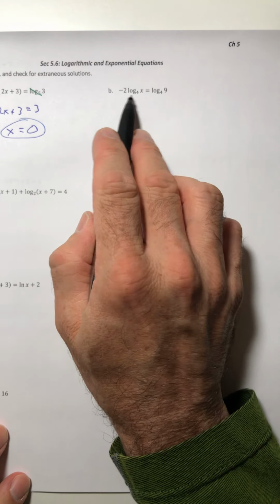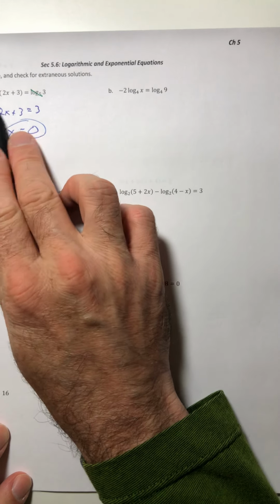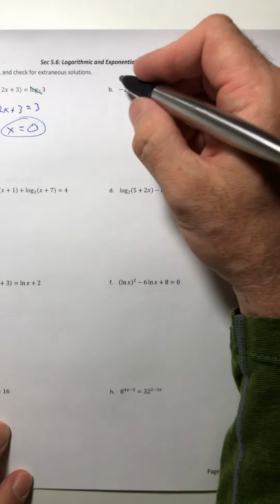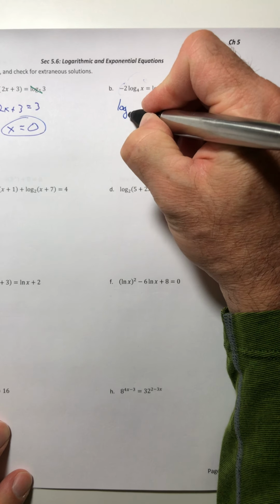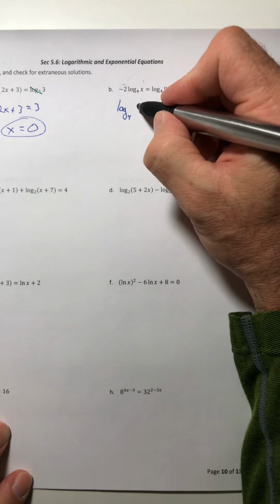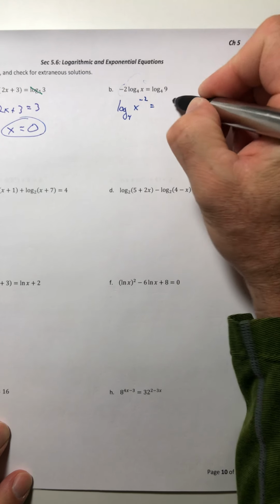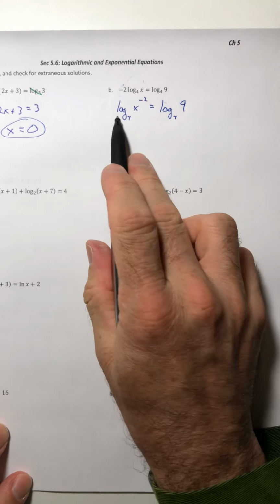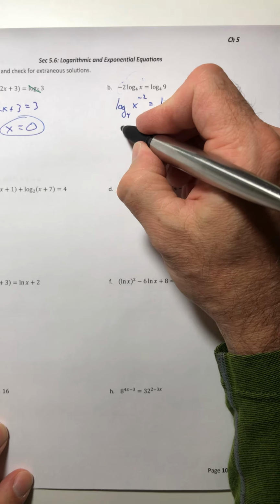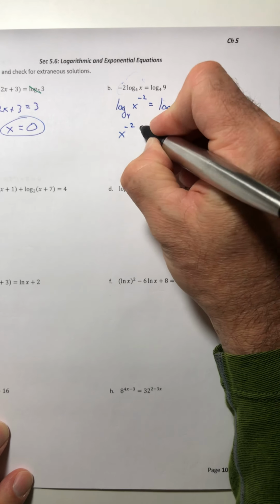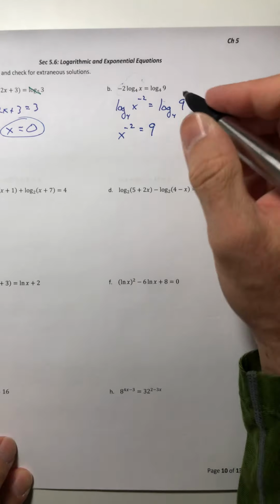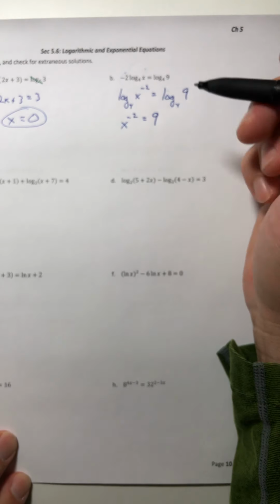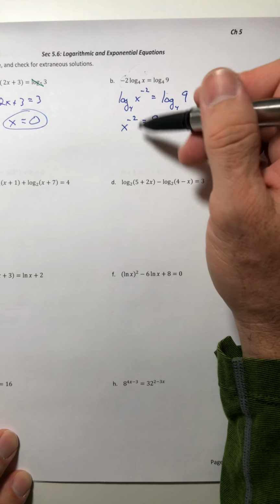Okay, let's move on to this one. Same type of thing. Let's try to get it to look kind of like this. So I'm going to use that property where I can pull the coefficient up into the exponent. So log base 4 of x to the negative 2 equals log base 4 of 9. Now the log base 4s will drop out, and we just have to solve this. There are a few ways you can go, so I'll show you one. That's not the only way, but to me it's pretty straightforward.